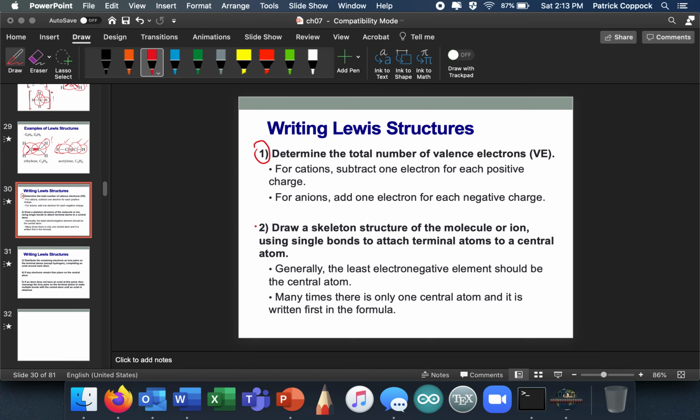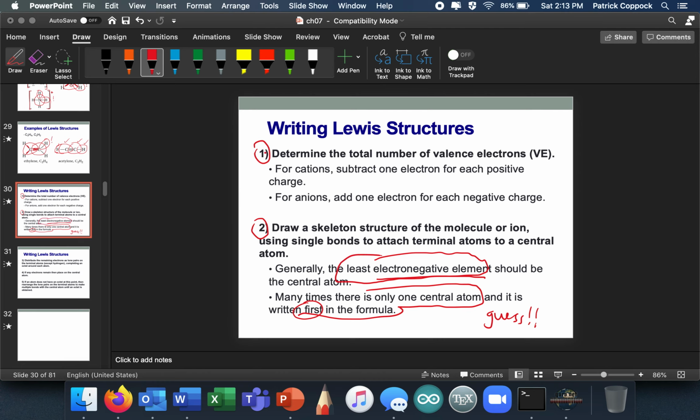Number 2, draw a skeleton structure of the molecular ion. We're going to generally put the least electronegative element in the middle, right? And oftentimes there's only one central atom, and it's written first in the formula. You're going to find that your guesses are typically right. But if you have a problem drawing the Lewis structure, we might circle back around and go, oh, you didn't put the least electronegative element in the middle.